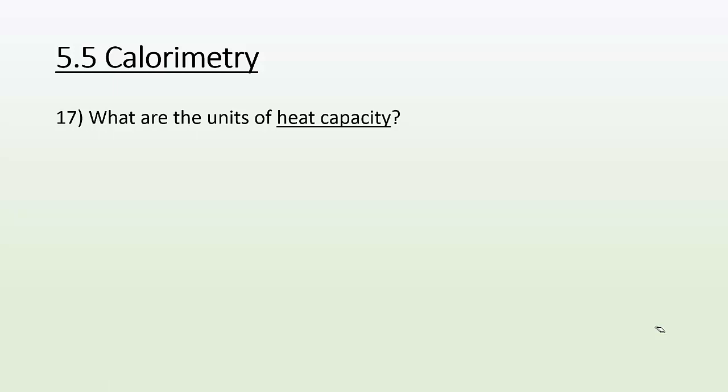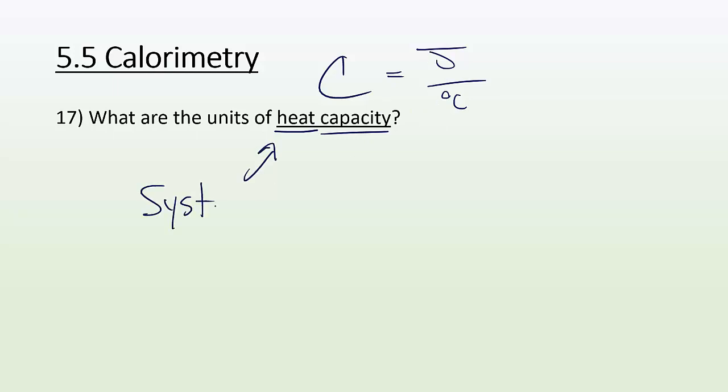This time we're going to take a look at 5.5 problems which address calorimetry. So the first one is, what are the units of heat capacity? Remember, heat capacity is that big C, the amount of heat that results in a change in temperature, so degrees Celsius, right? So the units on that are joules per degree Celsius. And this, again, big C is for the whole system.